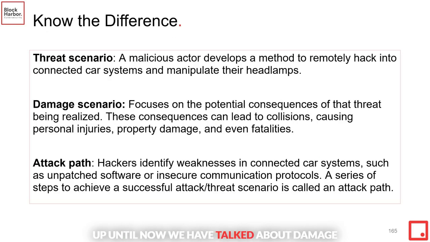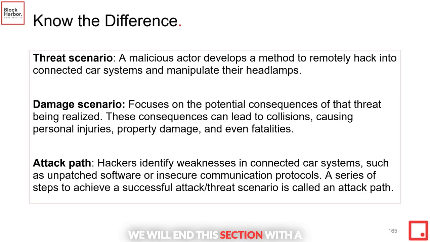Up until now, we have talked about damage scenarios and threat scenarios, which include our STRIDE threats, and attack paths. We must know the difference between each. So to quickly recap, an attack path is a series of steps to achieve a successful attack. A threat scenario focuses on how a malicious actor might compromise a system, while a damage scenario zeroes in on the potential consequences of that compromise. For example, a threat scenario might involve an attacker hacking into a vehicle's headlamp system. The damage scenario, however, would describe the resulting collision risk due to loss of visibility.